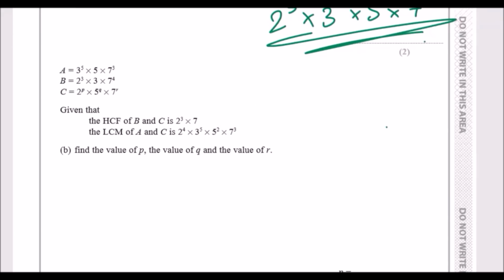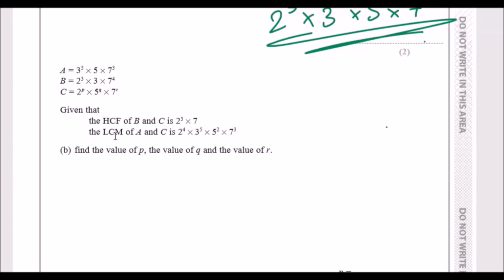That's it. Okay, part B now. Oof. So given that the HCF for B and C is this, and the LCM of A and C is that, find the values of P, Q, and R. Okay, and P, Q, and R is actually in the C expression. Now, quick tip. This one can look a bit tricky, but really it's not. It's just about how you go about it.